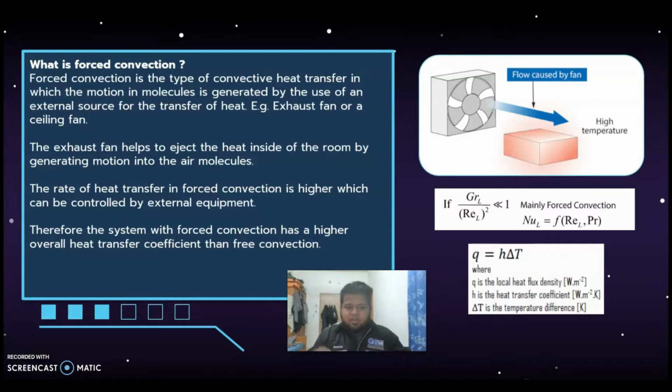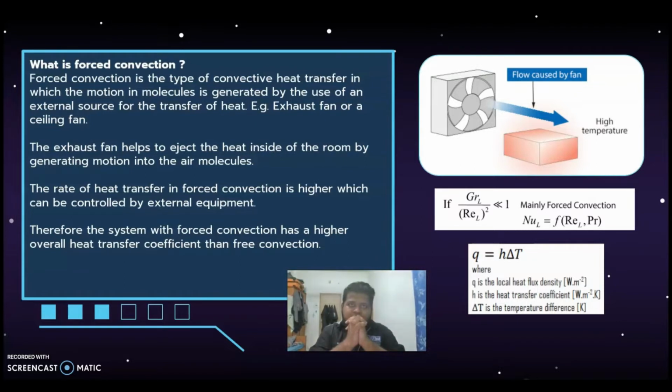The rate of heat transfer in forced convection is higher, which can be controlled by external equipment. Therefore, a system with forced convection has a higher overall heat transfer coefficient than free convection. This type of forced convection can normally be seen in your PC, where you have an exhaust fan which ejects heat from inside to outside, and it induces cooling to the system.